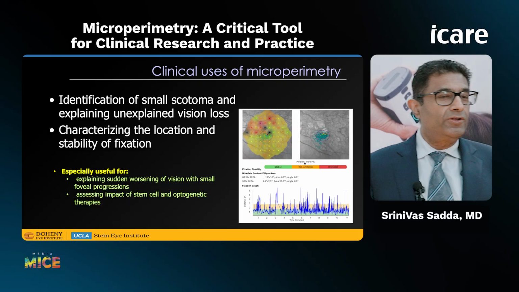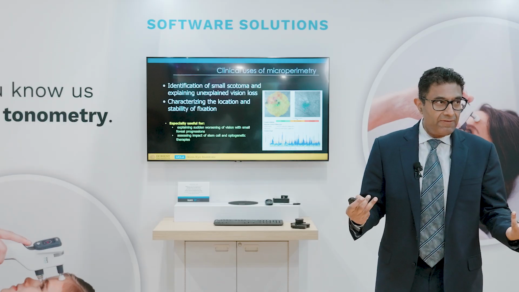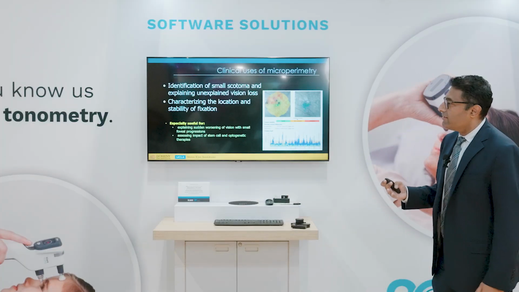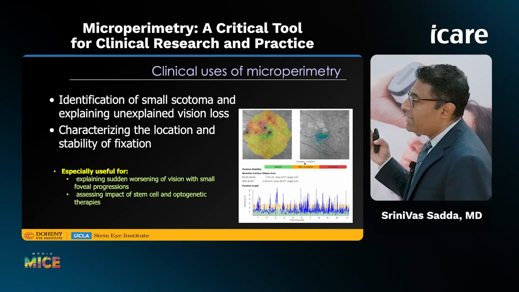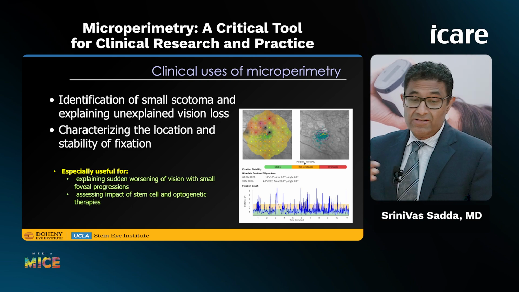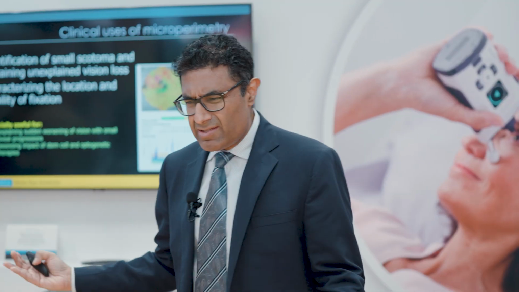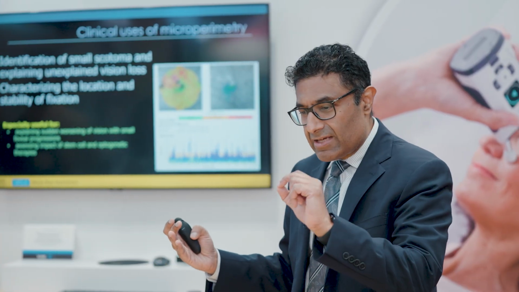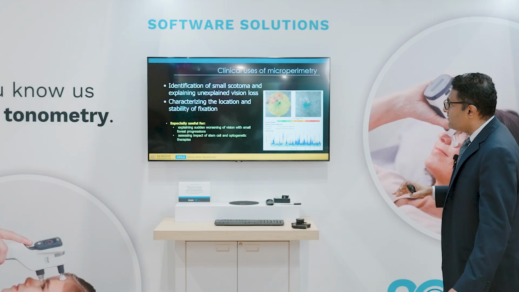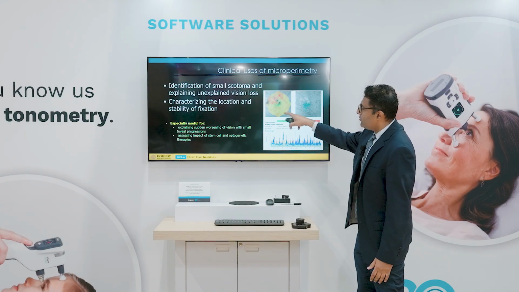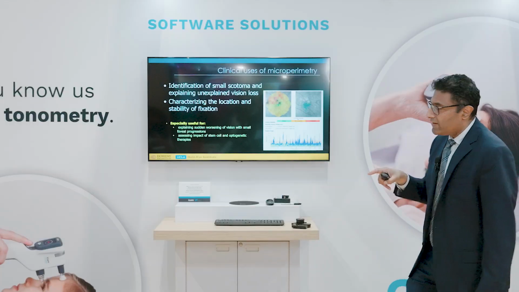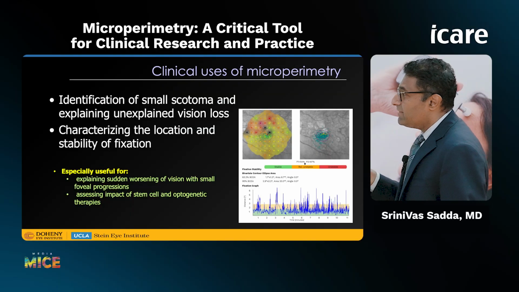Another thing that's going to be increasingly useful, I believe, in the context of future therapeutics like stem cell therapies that are emerging, is characterizing the location and stability of fixation. Sometimes you have patients who suddenly worsen, and you're wondering, why? It's because they lost a couple of photoreceptors and their fixation completely shifted, or maybe it became unstable. All these little green dots are tests of the patient's fixation stability, how it's moving around, where it's located, and that can be very helpful.